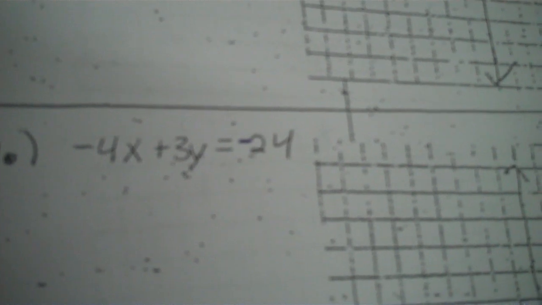Okay, I may have made a mistake on number 4. This is me making a mistake. I want that 24 to be negative. So now, -4x plus 3y equals -24. So we need to graph this. It's going to make a line. There's no absolute value.